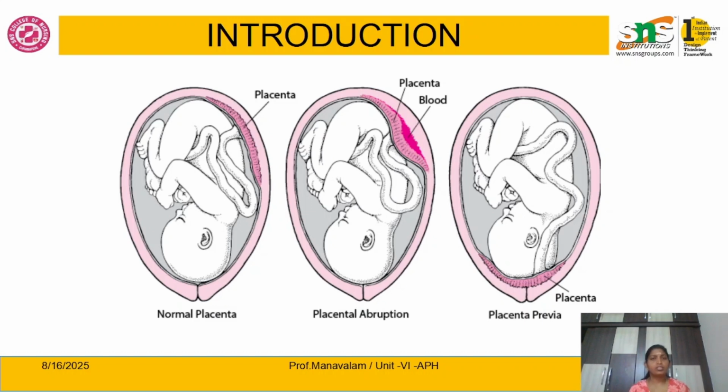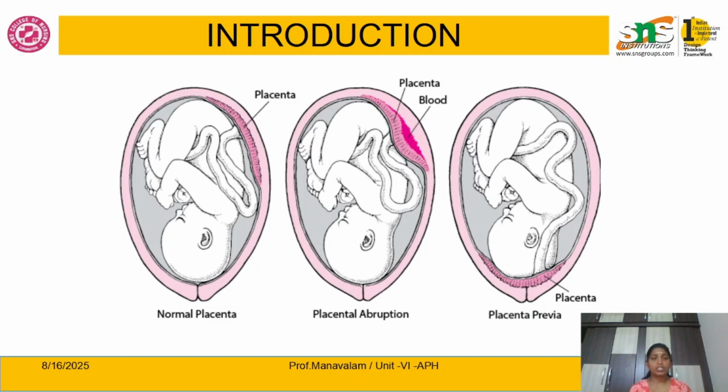So there are different causes for antepartum hemorrhage. In this, the placenta plays a major role. In the placenta, there are two types of causes: placental abruption and placenta previa. So in this slide, first we are going to see about placenta previa. The first picture shows how the placenta is normally located. Normally the placenta is located in the upper uterine segment.